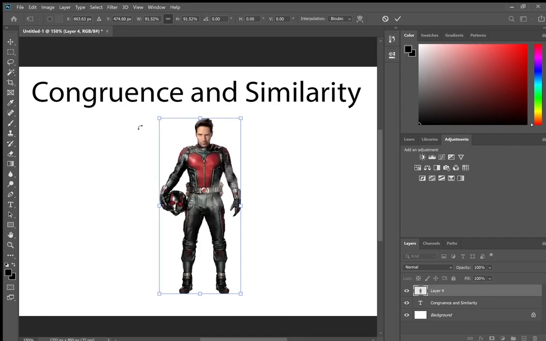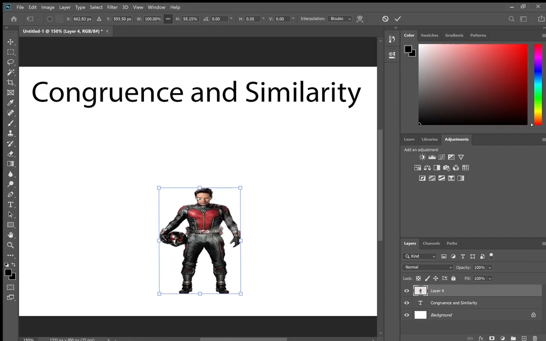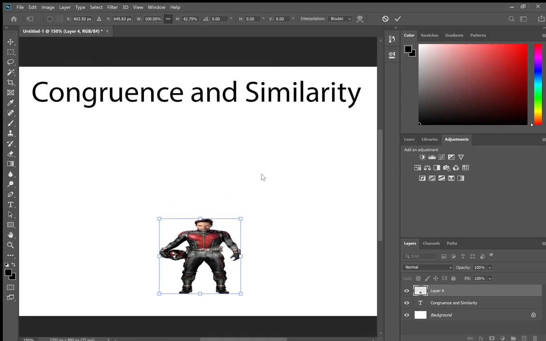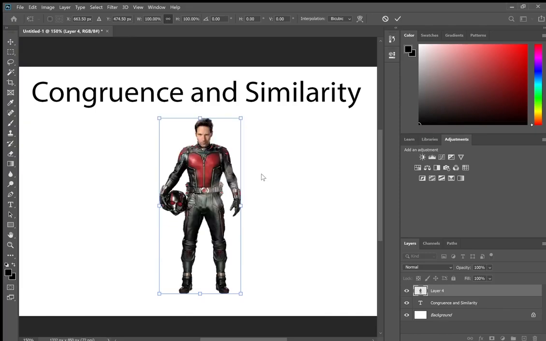Now, there are a few ways that you can dilate things weirdly and distort them so that they are no longer similar. For example, what if I was to go into the Edit menu and go down to this Distort tool? I can now cut his height in half without affecting his width. And you can see immediately this is no longer the same shape. This is no longer the same person. He has been squished and distorted weirdly. And in fact, let's do that again.